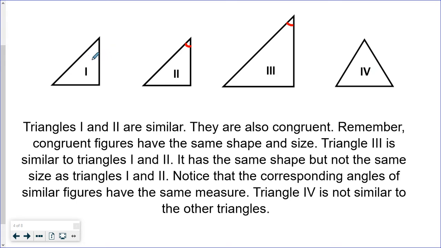Congruent means same size, same shape. 1 and 2 are congruent. Similar means they're the same shape, but they are not necessarily the same size. So 2 and 3 are similar to each other. You could also say that 1 and 3 are similar to each other. If they're not, like number 4, we would say that they are neither congruent nor similar. Okay.